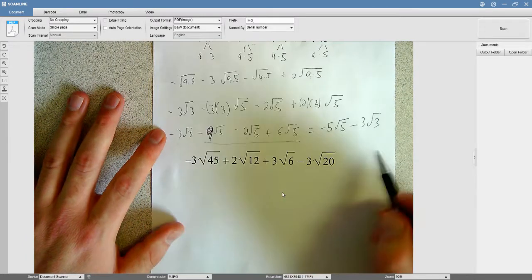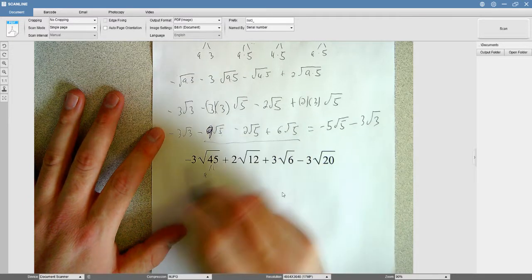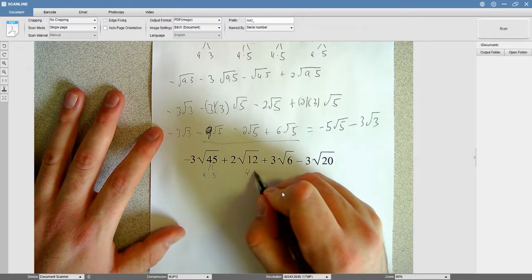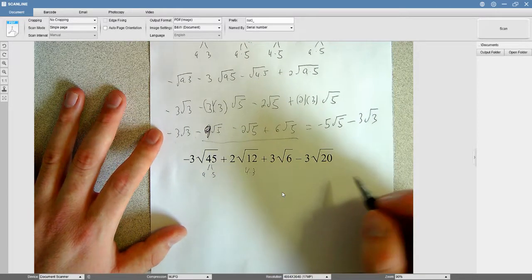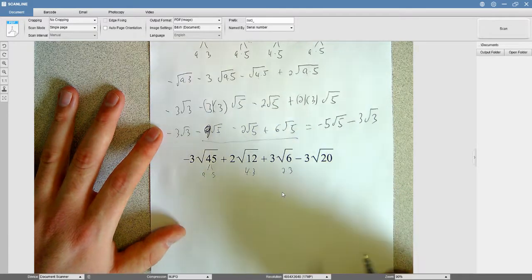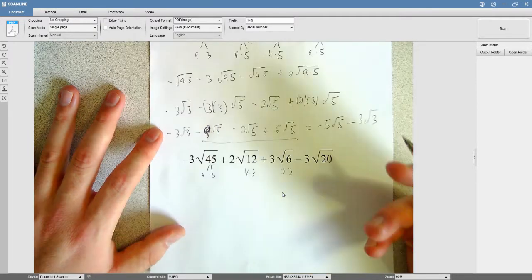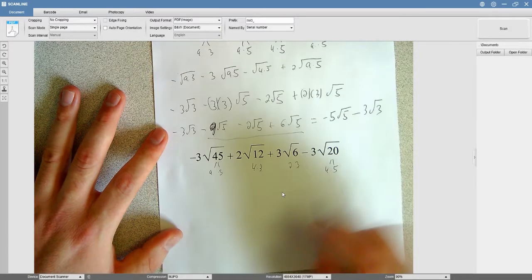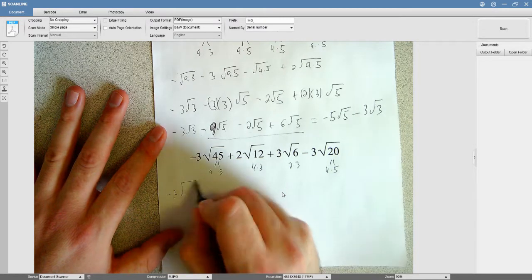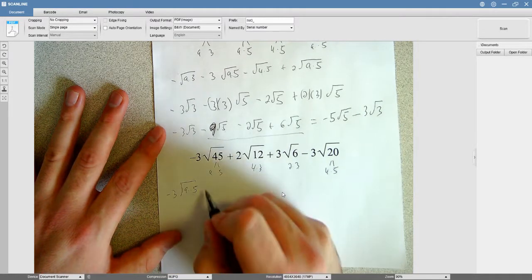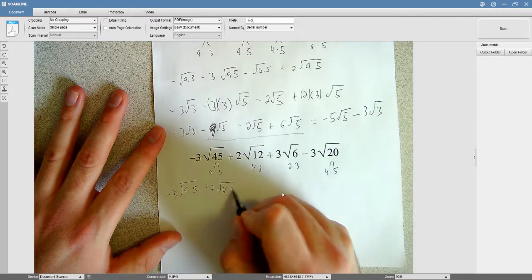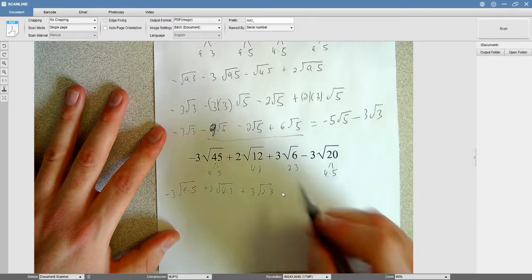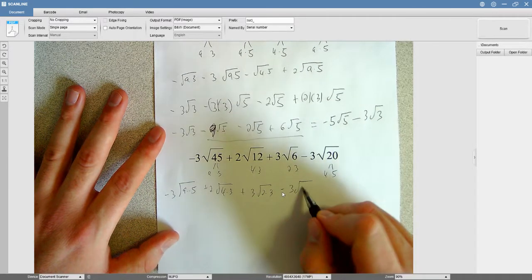This problem here, again, we know that this is 9. We want to simplify this, so this is 9 times 5. This is 4 times 3. This is 2 times 3. See, there's nothing we can really do with that because 2 and 3 are prime numbers. And then this would be 4 times 5. So this would be minus 3 square root 9 times 5 plus 2 square root 4 times 3 plus 3 square root 2 times 3. Again, there's nothing really I can do with that. Minus 3 square root 4 times 5.